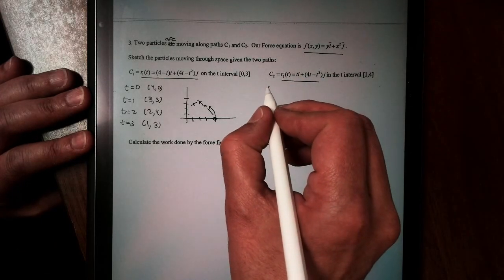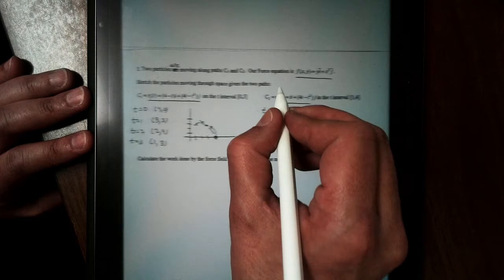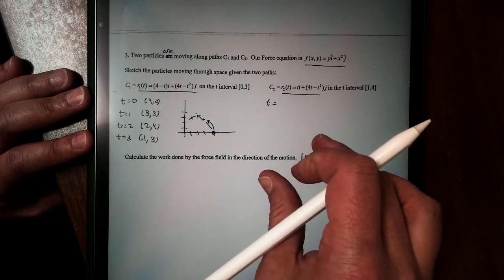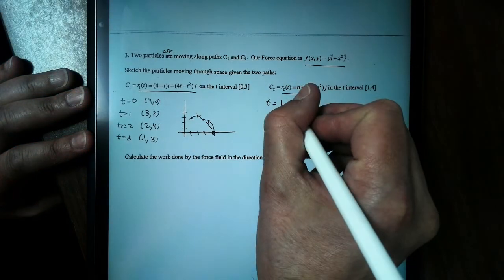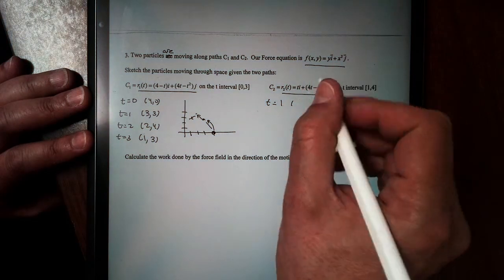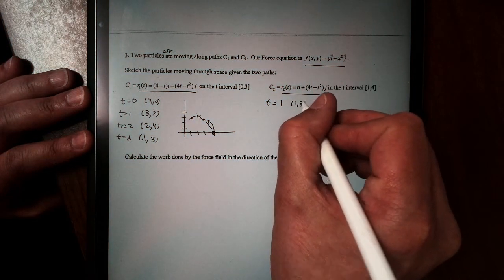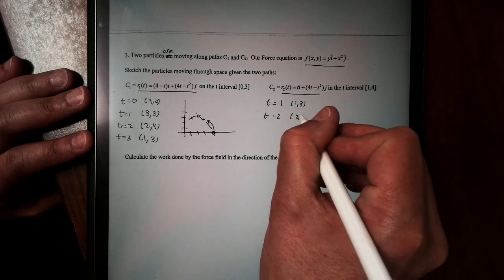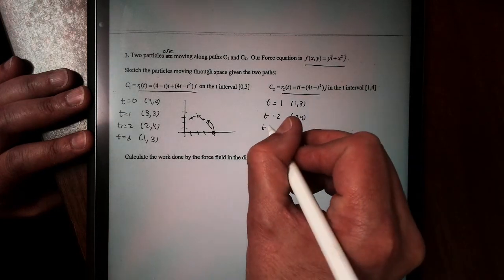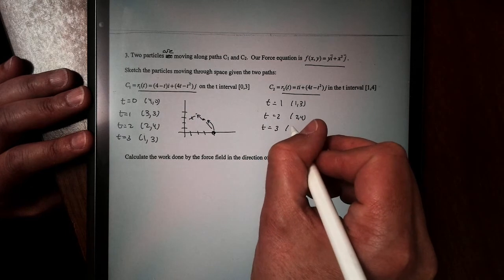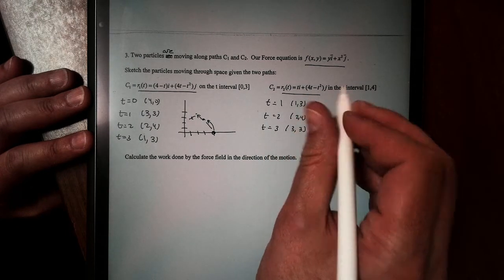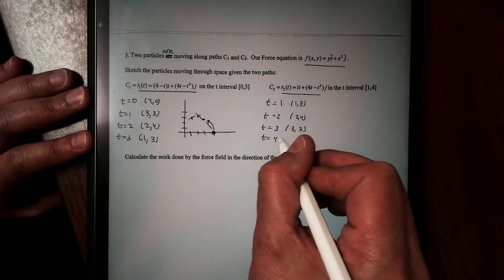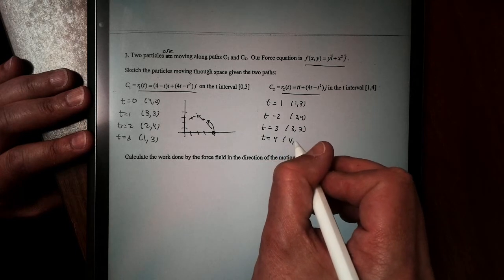I can get my path. But this time we start at t equals 1. If we start at t equals 1, we're at the point 1, 3. And starting at t equals 2, we're at the point 2, 4. When t is 3, we would be at 3, 3. And you can verify these. And t equals 4, we're at 4, 0.